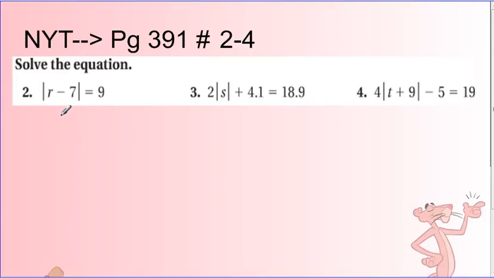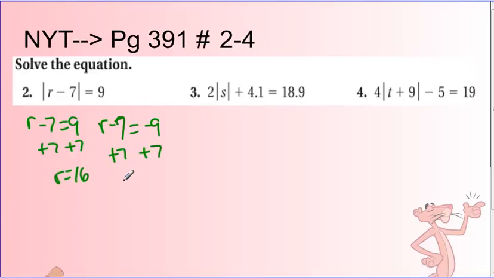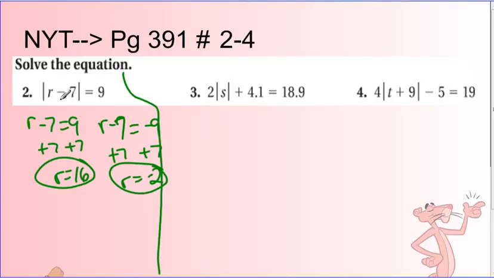Okay, number 2. The absolute value piece is already by itself. That means from here we can just separate into r minus 7 equals 9, and r minus 7 equals negative 9. Add 7, r equals 16. Add 7, r equals negative 2. Those are our 2 possible solutions for number 2.